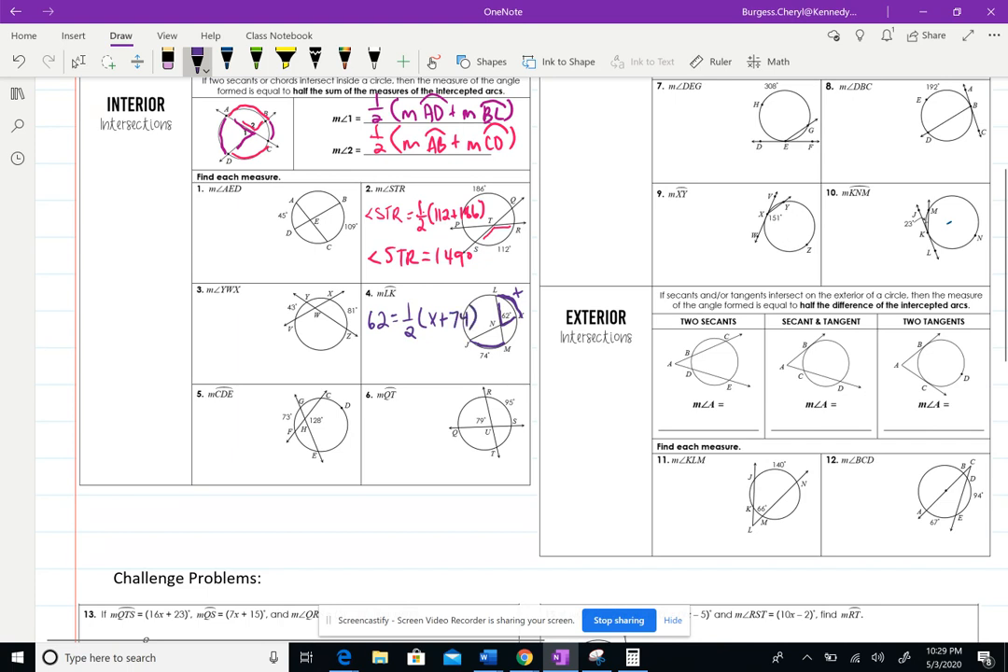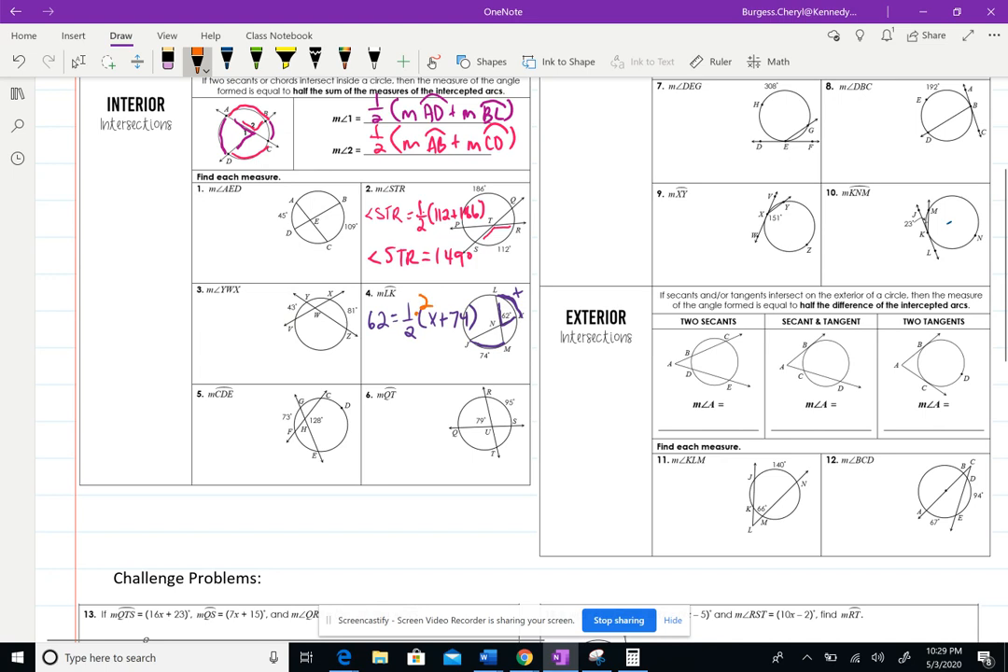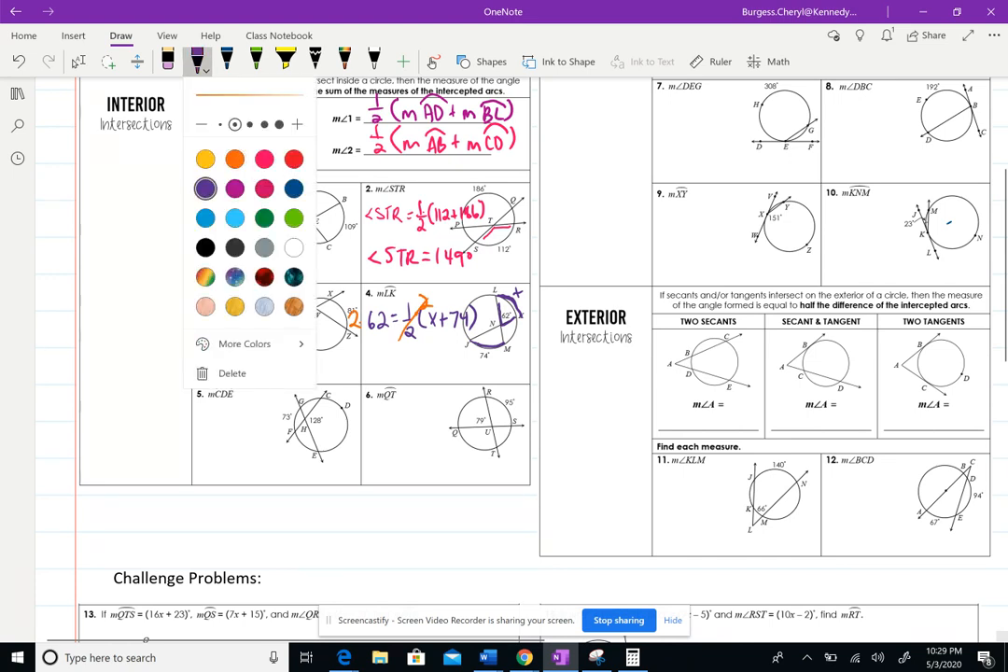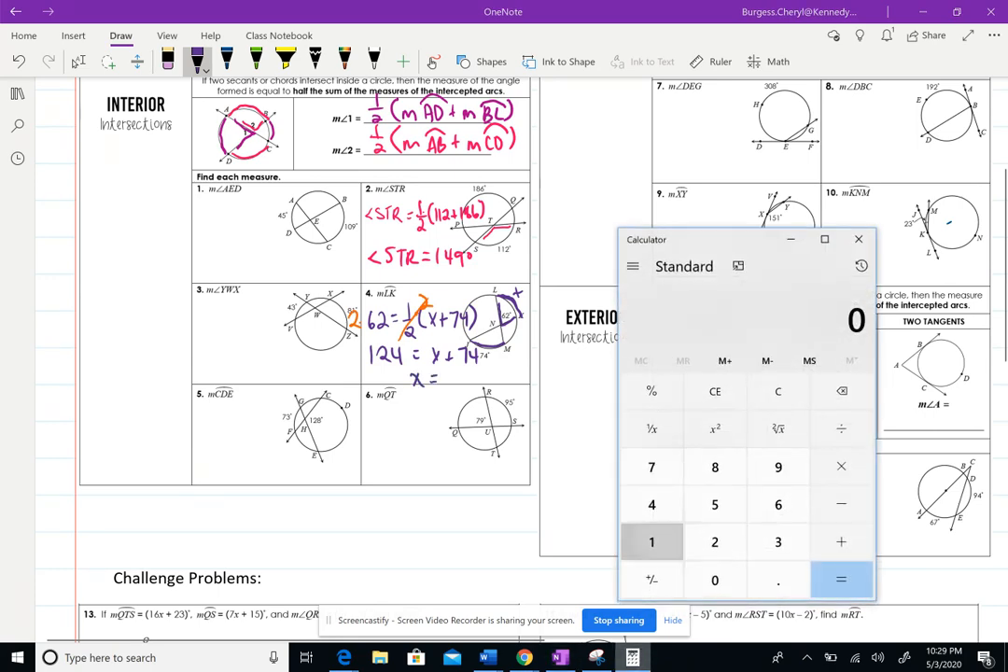Okay, so we need to get rid of the 1/2 to make this equation simpler. So we multiply by 2 on both sides. The 2 cancels the 1/2. 2 times 62 is 124, equals x plus 74. Subtract 74 on both sides, and you get x equals 124 minus 74, which is 50. 50, okay.